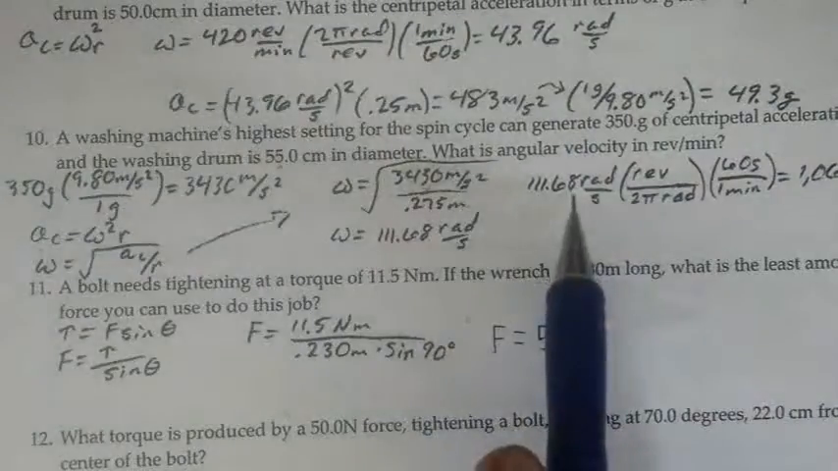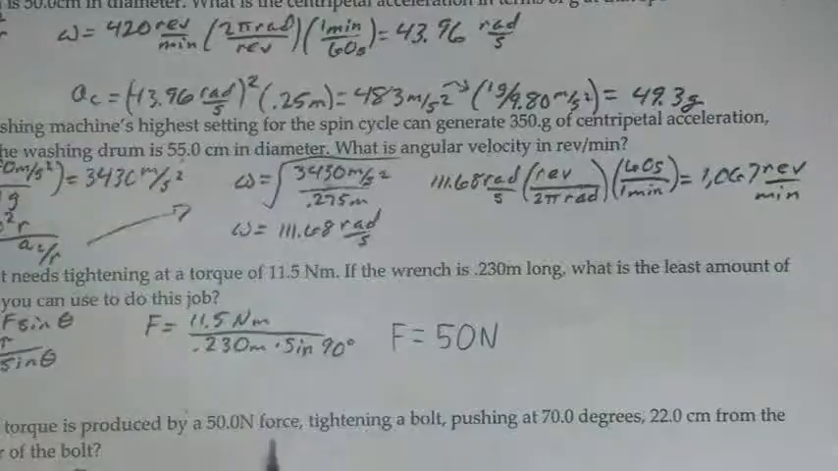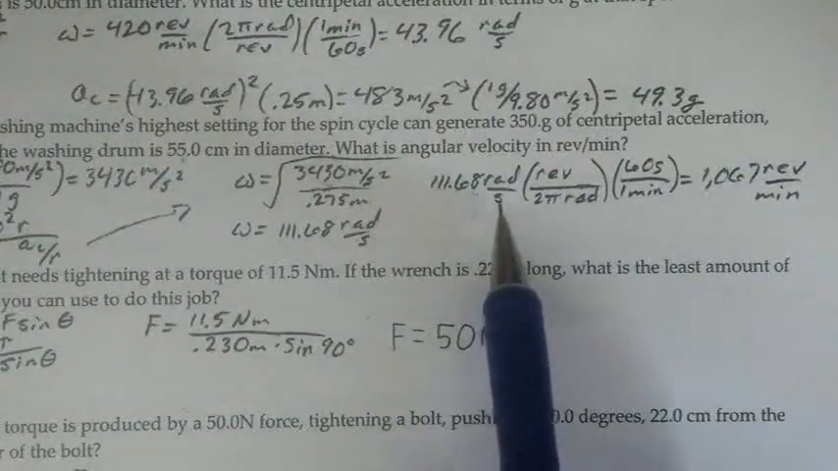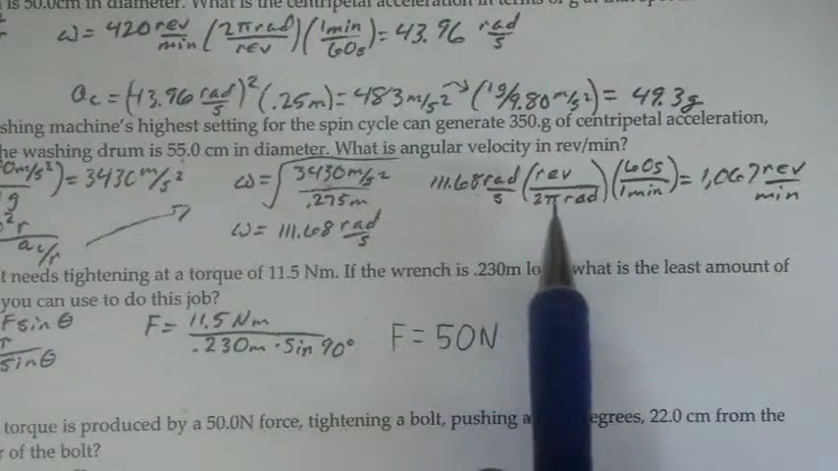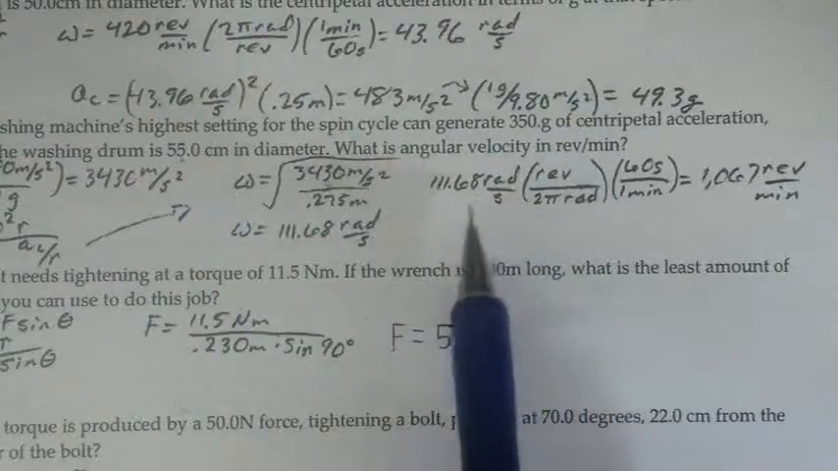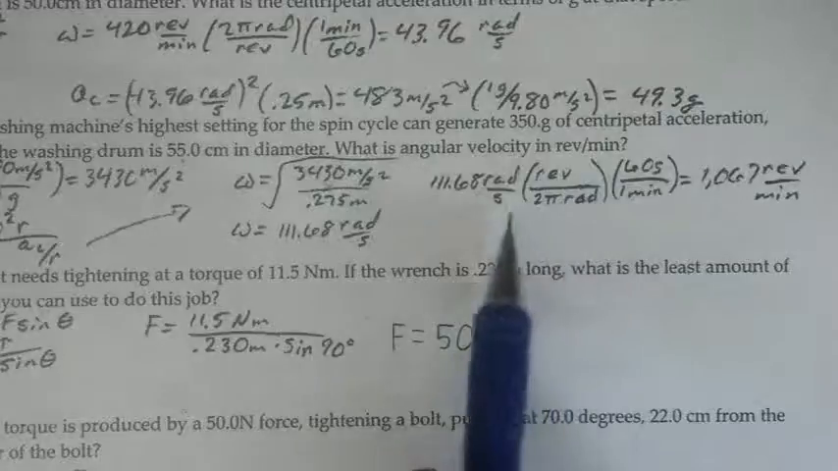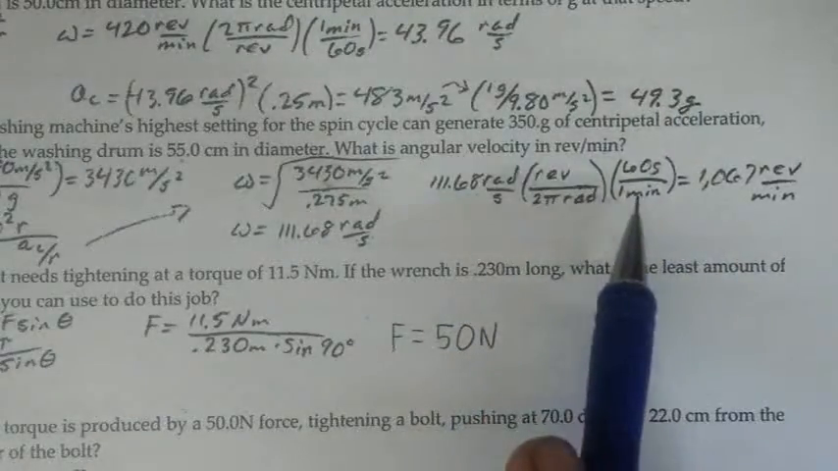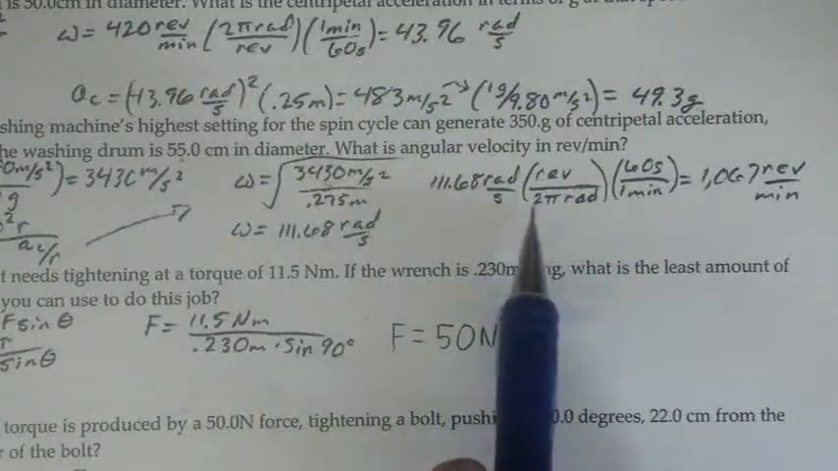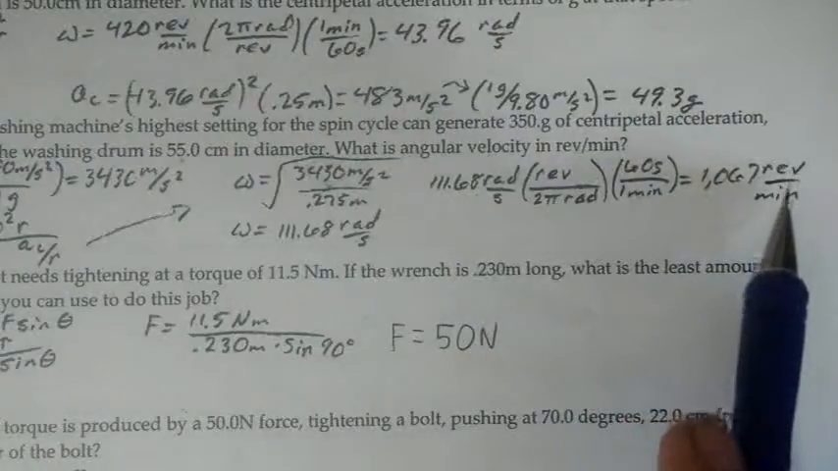Now that I've got that here, I was asked for it in revolutions per minute. I don't really want radians, I want revolutions. So I'm going to flip this compared to the previous, and the 2 pi radians are at the bottom. The radians are going to cancel, so to speak, and leave me with revolutions. In this case, I don't want seconds anymore. I want the seconds on top to cancel this seconds on the bottom, and I wanted per minute, so I want minutes on the bottom. So this number divided by 2 pi times 60 should give me 1,067 revolutions per minute.